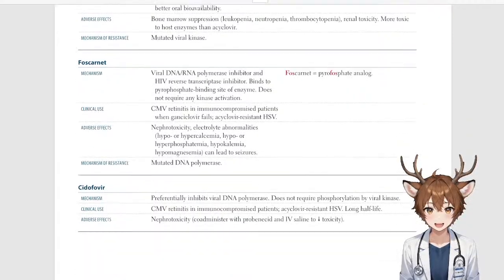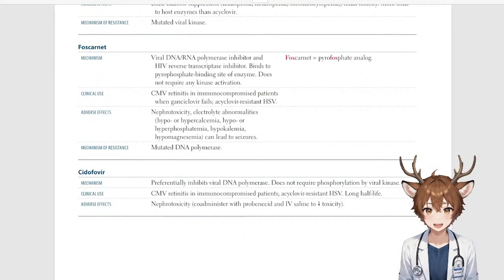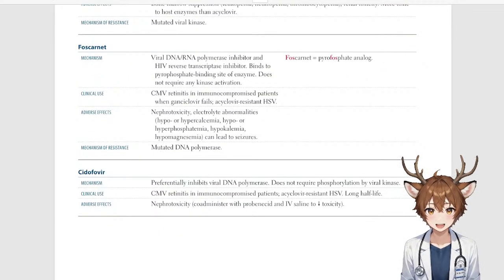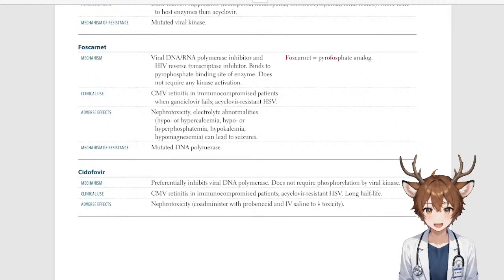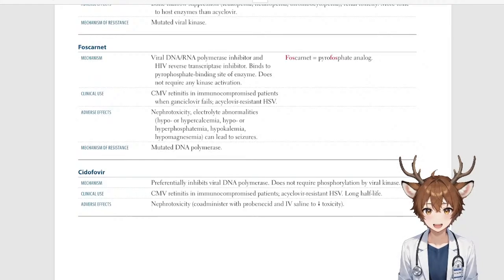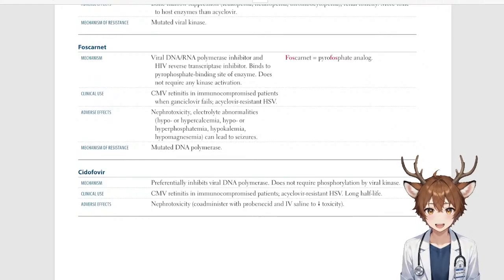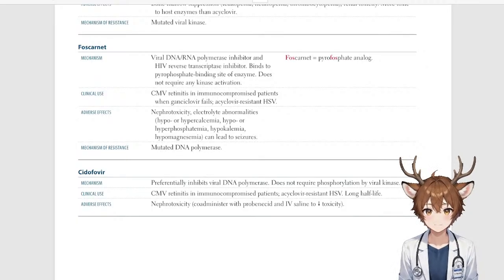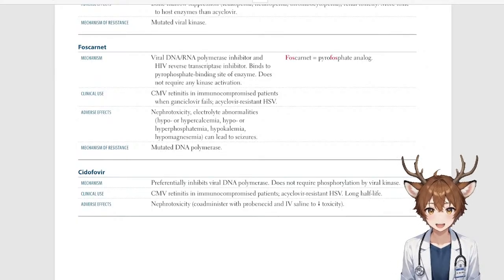Now we're going to go to foscarnet. Mechanism: viral DNA and RNA polymerase inhibitor and HIV reverse transcriptase inhibitor, binds to the pyrophosphate binding site of the enzyme, does not require any kinase activation. Foscarnet equals pyrophosphate analog. Clinical use: CMV retinitis in immunocompromised patients when ganciclovir fails, acyclovir-resistant HSV as well.